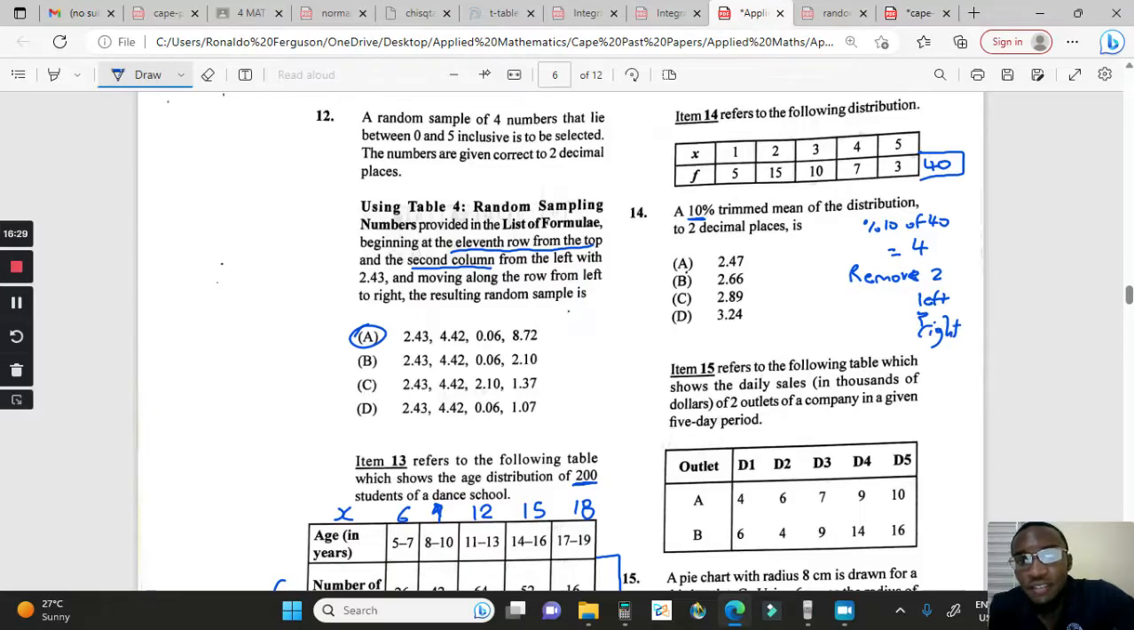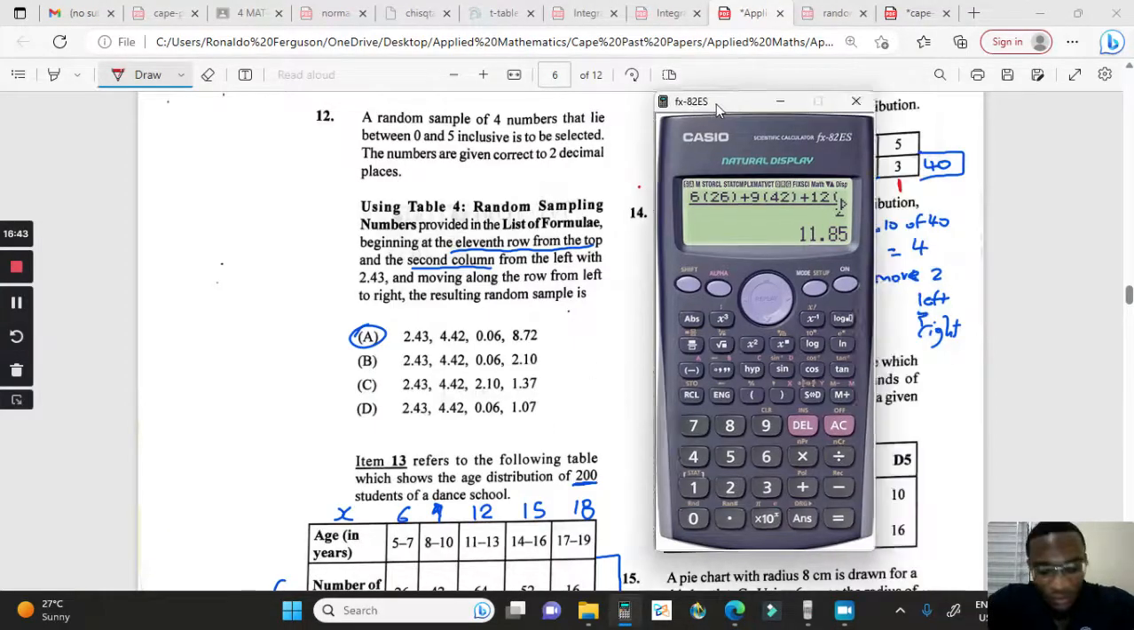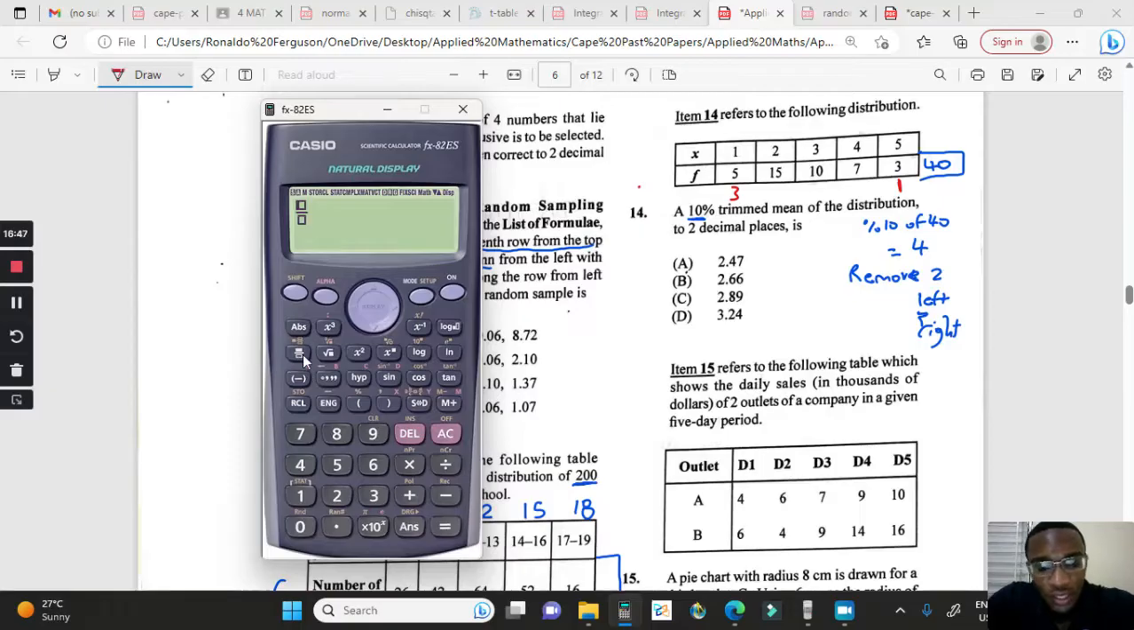So if we remove 2 from the left and the right, then this frequency becomes 3 from this side, and from this side, 2 removed, let this frequency become 1. So now we can find the new mean using that. So this is now fx: 3 times 1 plus 15 times 2 plus 10 times 3 plus 7 times 4 plus 1 times 5, divided by the sum of f, which is now 36 because we took out 4 of them. Voila, 2.67, because we were getting 8 over 3. Option B. Well, 2.66, that's what they have.